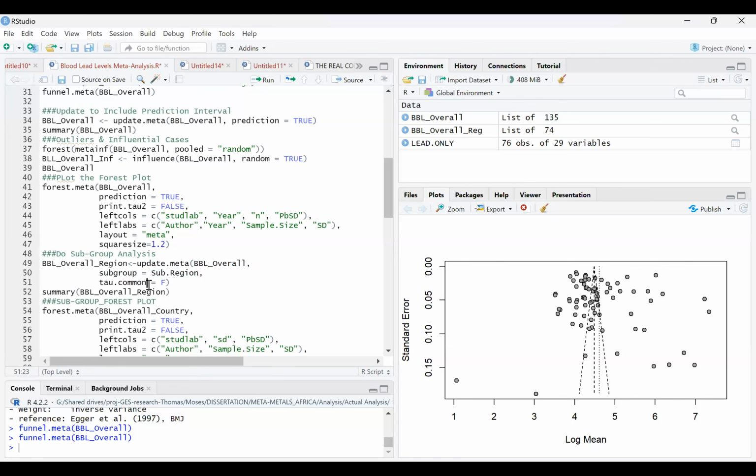Why am I using random effect? Because I only have 10 countries represented here. So I'm going to use 10 countries to make inference of 55 countries. So it doesn't make sense to me to use fixed effect to say that the 10 countries are all the number of countries we have in Africa. No, that is false. So use tau common to be false, and then use tau random to be true. That is all this one means. Then I can run this particular code.